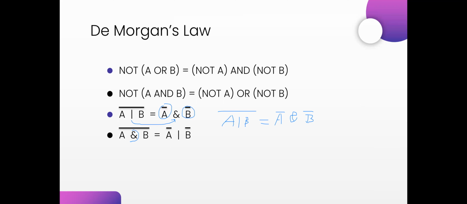The same thing happens here. If you have and in the middle, when I split, I convert this, I just switch from and to or. So basically if you have not (A and B), I'm going to switch this to not A or not B. Then sometimes it is easier.